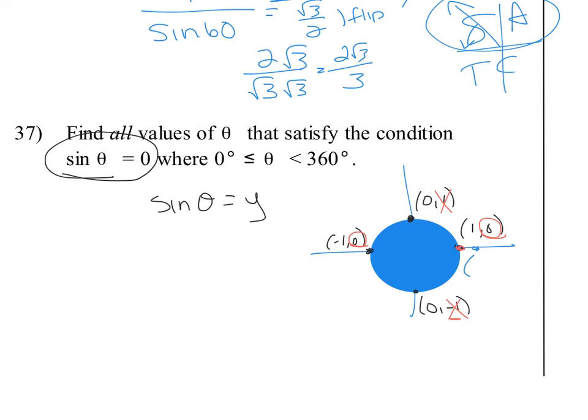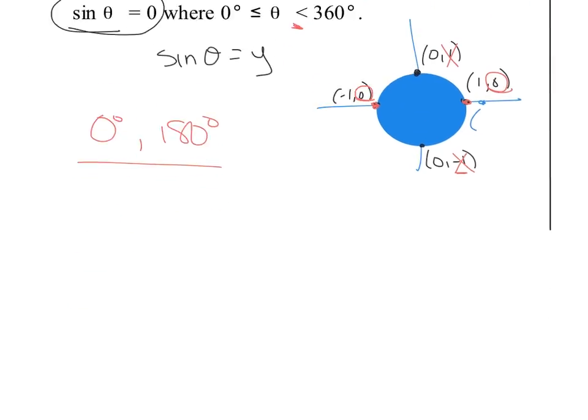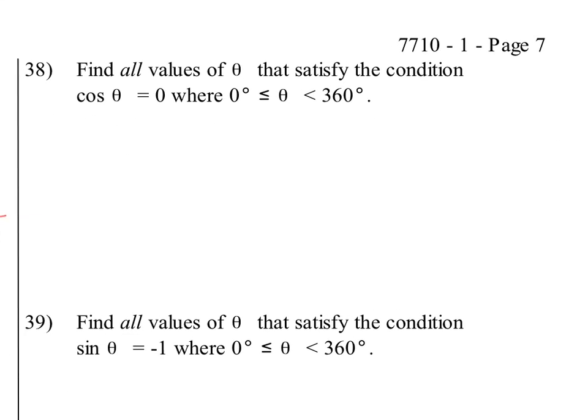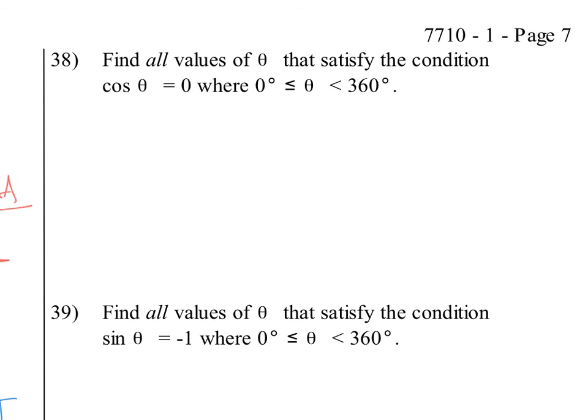So this angle here is 0 or 360, but they don't have an underline here, so 360 isn't an answer. And then over here, it's 180. So the two values are 0 and 180. So 37, 38. Same question for cosine.